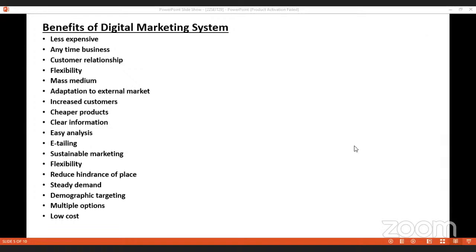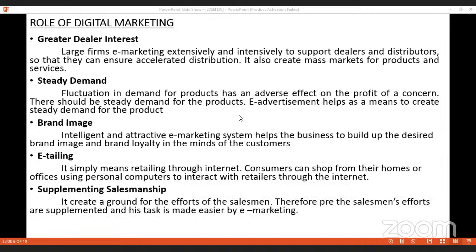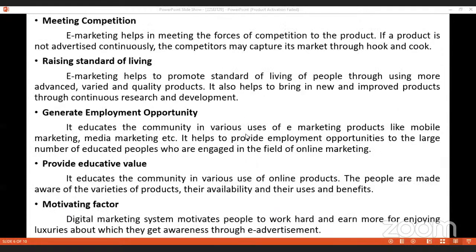Finish it. Okay, excellent. Next, role of digital marketing systems: greater dealer interest, that creates a better dealer interest. Next, steady demand that generates a branded image of the product. Next, e-tailing. Next, supplementing salesmanship. It supplements the role of the salesman. Next, meeting competition. Next one, raising the standard of living of the people. That means the e-marketing system increases the standard of living of the people, and also generates more employment opportunities for people in the field of digital marketing. It provides education to people in society, and also creates a motivating factor.